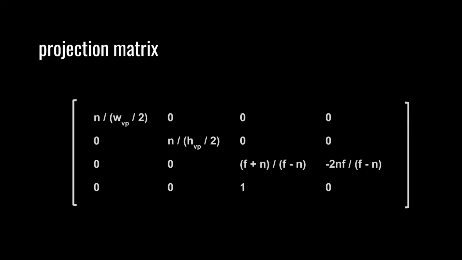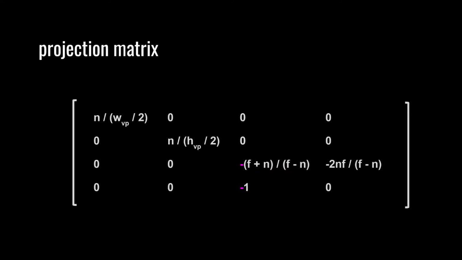So what the projection matrix is going to look like then is x is going to get simply multiplied by n over half the width of the view plane. The y values are going to get multiplied by n over half the height of the view plane. The z values are going to get multiplied by (f plus n) over (f minus n), and then we subtract out 2nf over (f minus n). And lastly, the w value is just the z value multiplied by 1, so the z value verbatim. And that's how we get from view space to clip space, by applying this projection matrix.